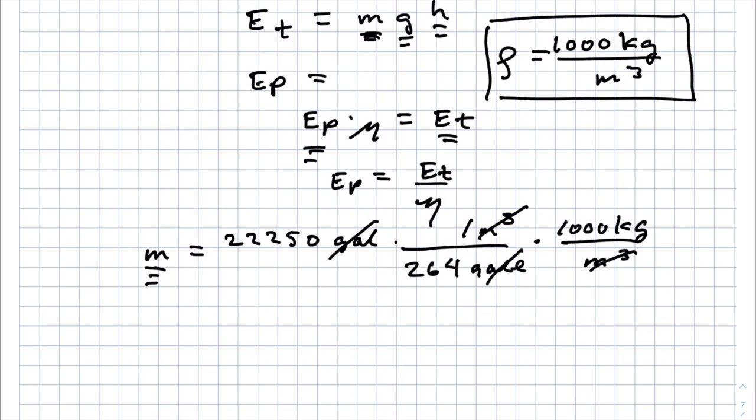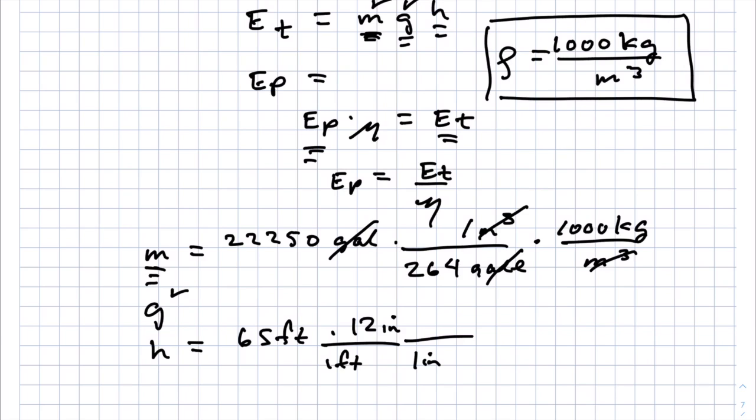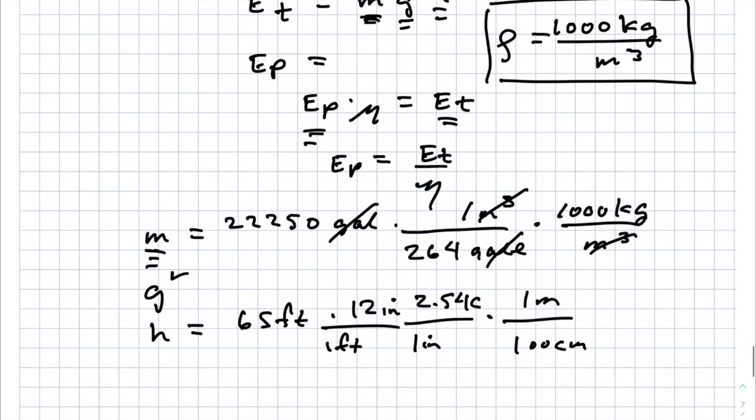Next we need gravity. We know that. You're looking at my formula here: we've got mass, we've got gravity, and height, which we need to change to the metric system. So if I have 65 feet, you know how to do all this. 65 feet, 1 foot is 12 inches, 1 inch is 2.54 centimeters, and 100 centimeters in 1 meter. Now we've got the height in meters, and from there we can calculate the total energy. We're using a consistent set of units here.